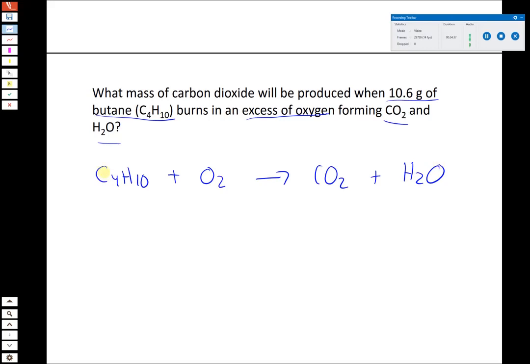So typically we set this to a coefficient of 1. We have 4 carbons, so we make 4 CO2s. We have 10 hydrogens, so we're going to make 5 waters. And then we're going to balance oxygen last.